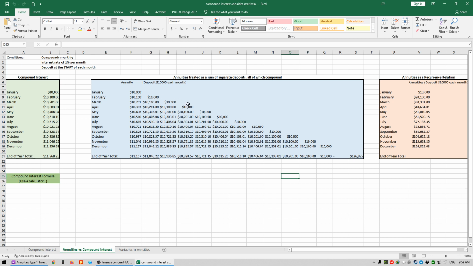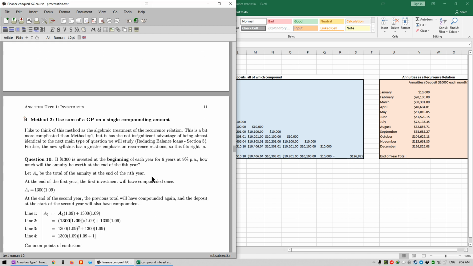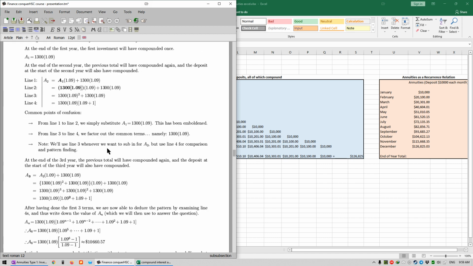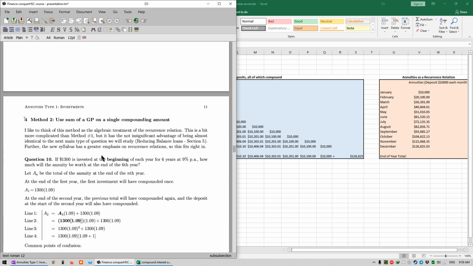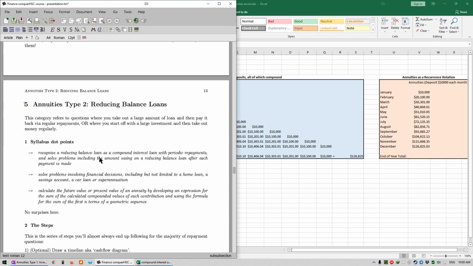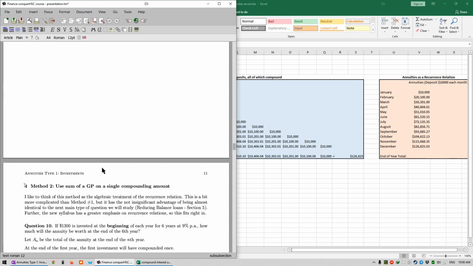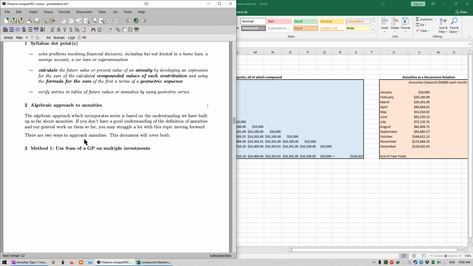So they want us to look at each of these compound values separately, and then make a geometric sequence, a formula for the sum of the geometric sequence. That's what we're going to be focusing on. I probably will not cover this method 2, but I'll leave the text here if you want to look through it. We'll cover this anyway, because the reducing balance loan that's coming up will require algebraic treatment of a recurrence relationship. Anyway, let's just get started. I kind of covered the dot point already, so let's have a look.